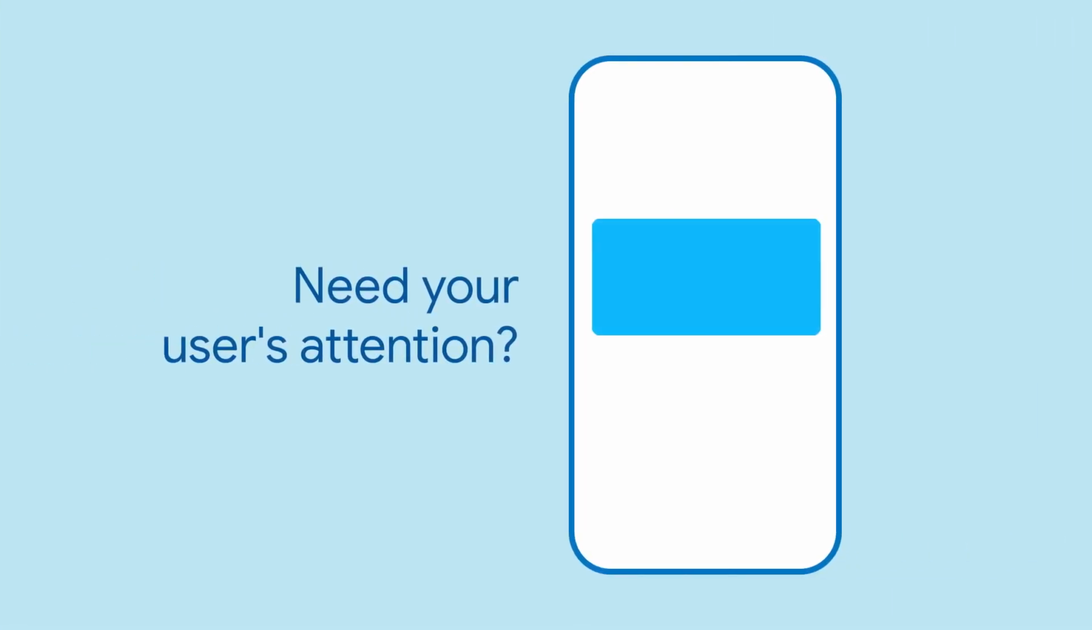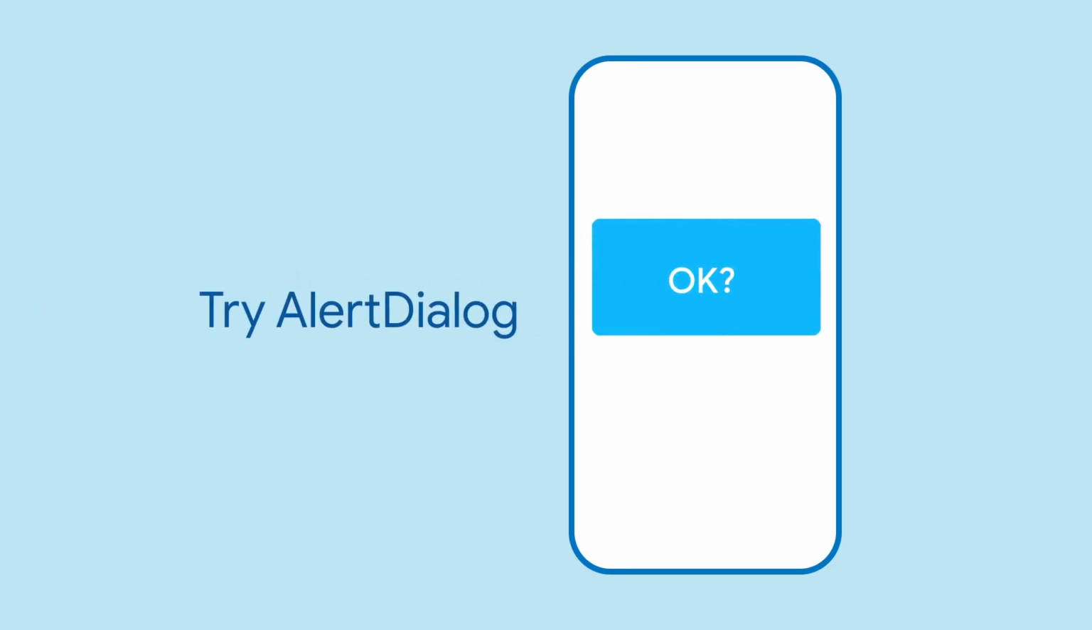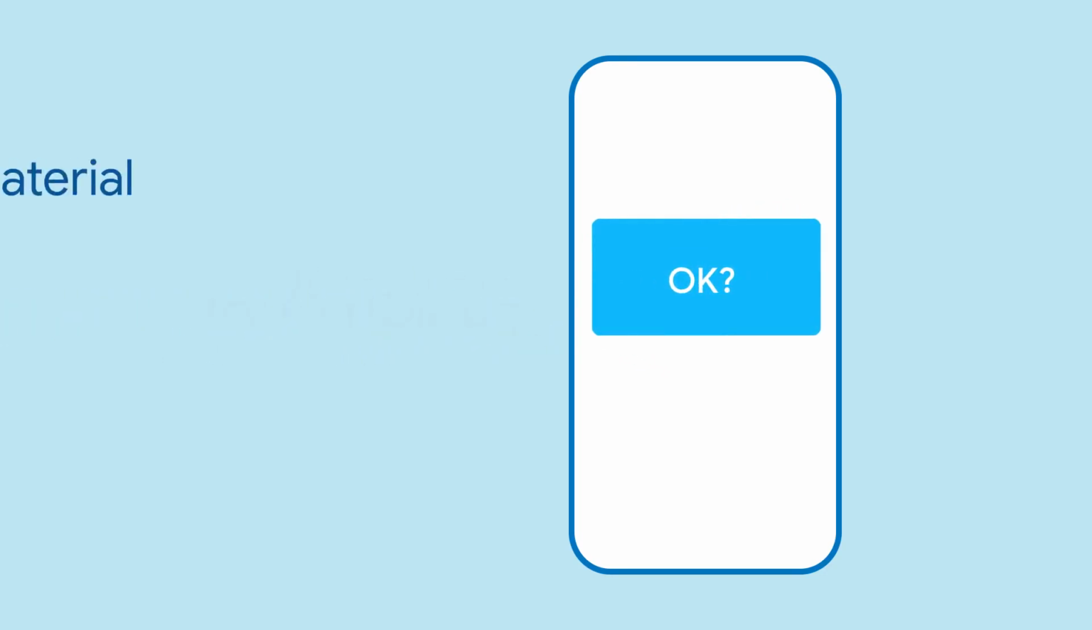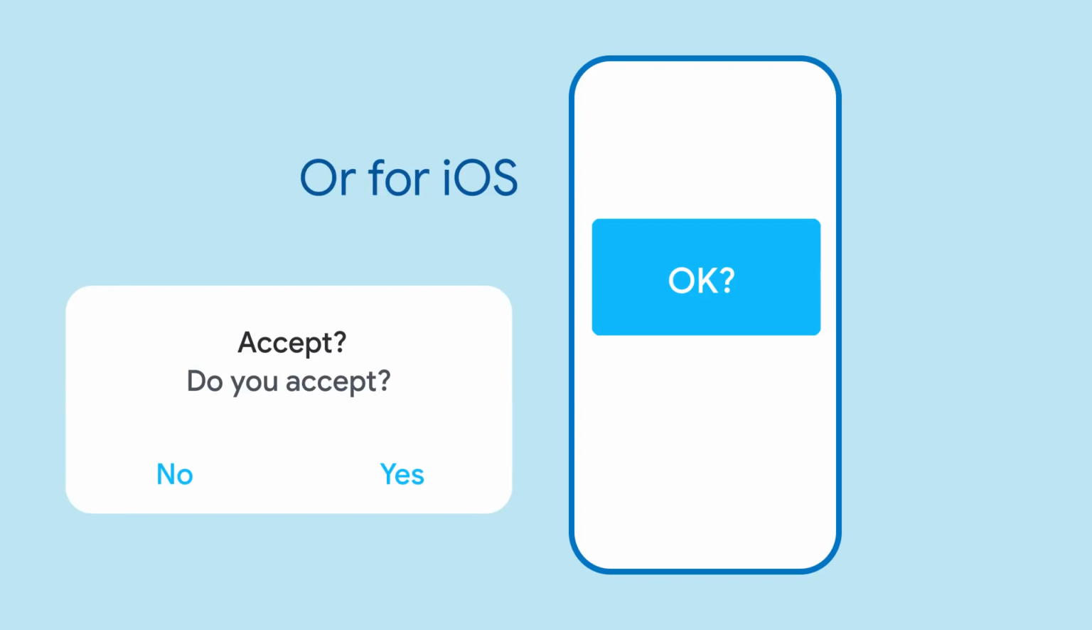Does your app have a critical junction where users need to make an important decision? Do you want to alert someone about something, or maybe get their input? Try using an AlertDialog. Depending on your preferred design, you can either use an AlertDialog for Material or Cupertino AlertDialog for iOS. At their most basic, dialogs are pop-ups with some content and some buttons.